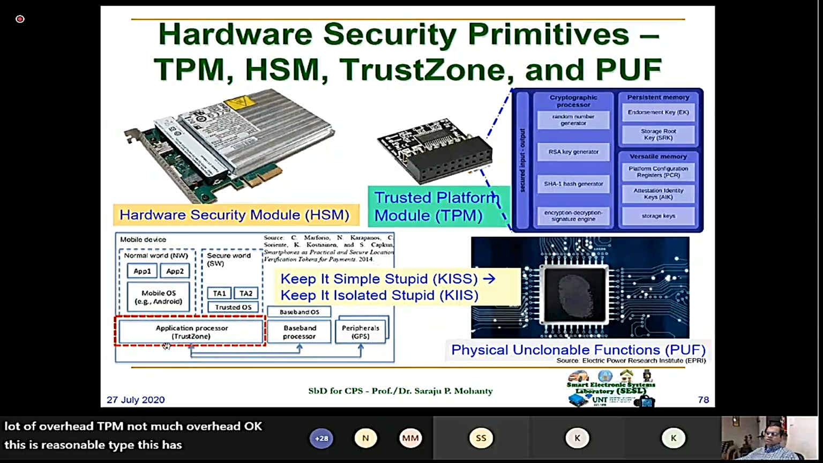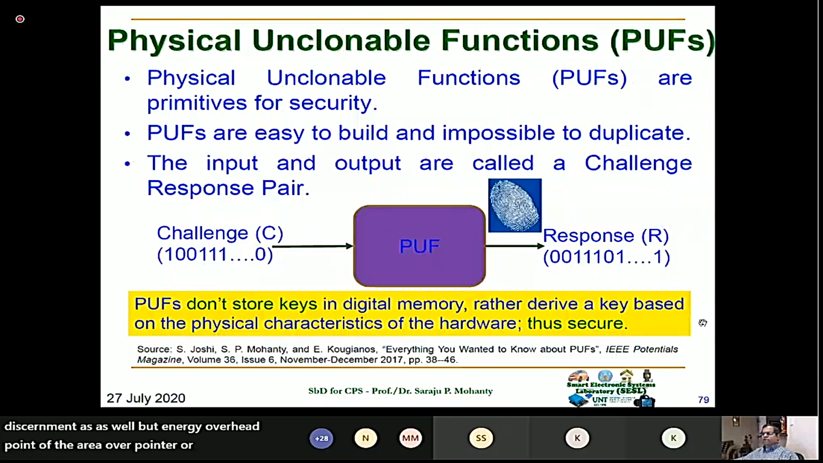TrustZone is a good combination of software and hardware, with reasonable overhead. But PUF is hardware with very minimal overhead compared to any of the other solutions. PUF has potential. It has its own disadvantages as well, but from an energy overhead and area overhead point of view, PUF has a lot of potential.